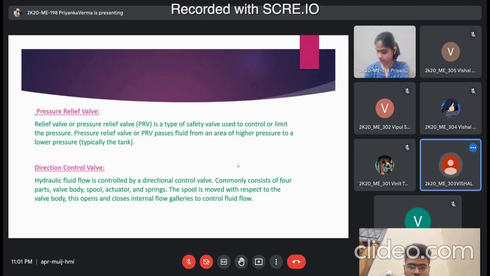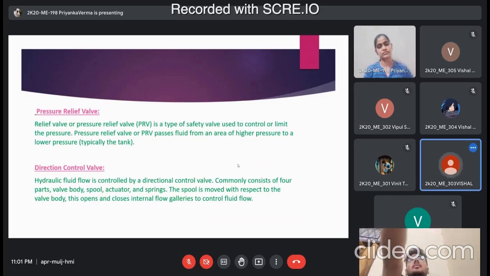Pressure relief valve. Relief valve or pressure relief valve (PRV) is a type of safety valve used to control or limit the pressure. Pressure relief valve or PRV passes fluid from an area of high pressure to low pressure, typically the tank.